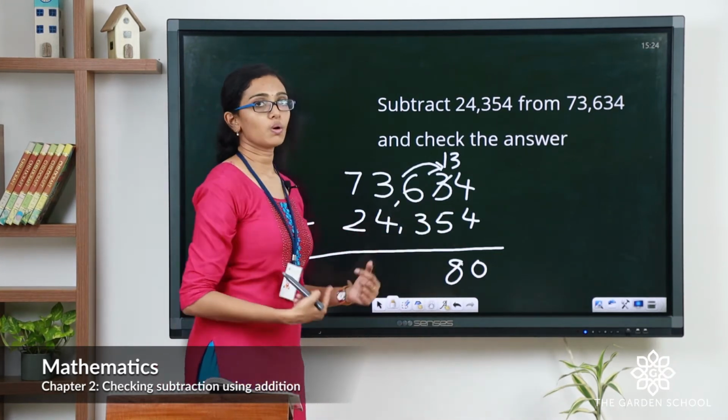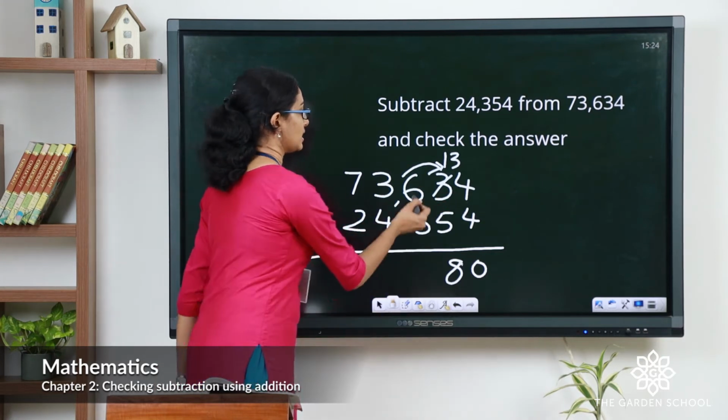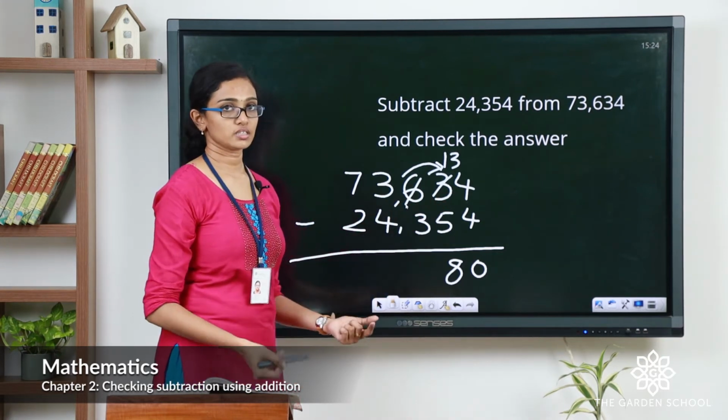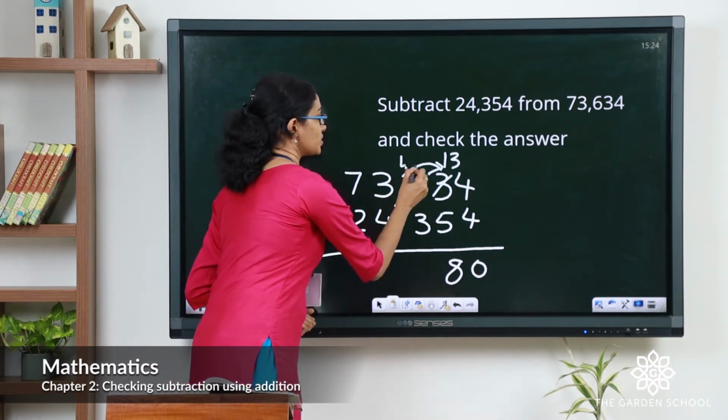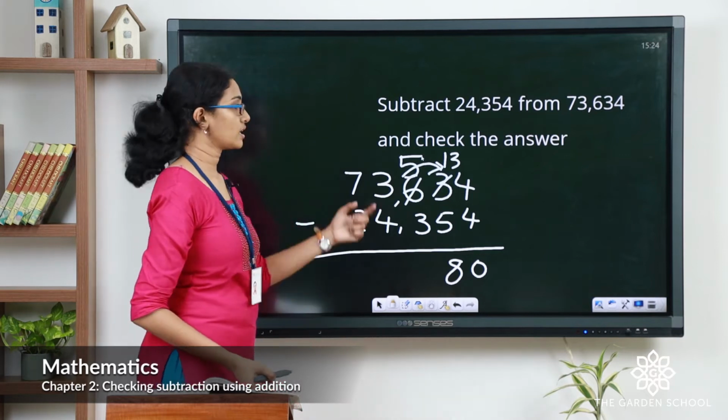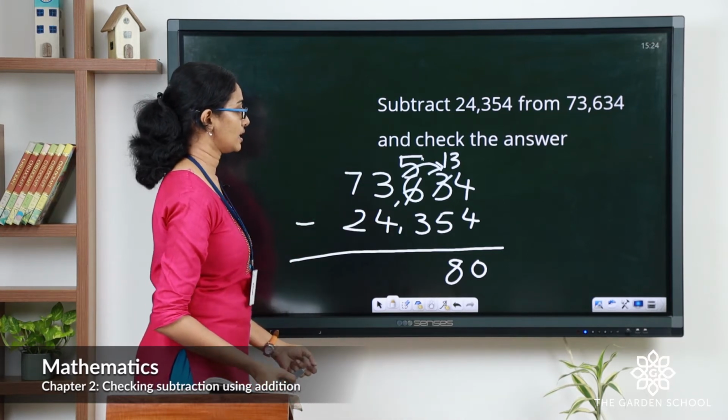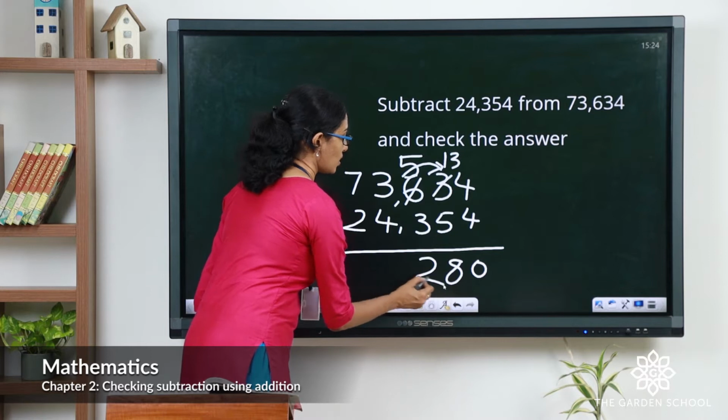Now, since we gave 100 to the tens place, this 6 hundreds is changed to 6 hundreds minus 100, which is equal to 5 hundreds. Now, 5 hundreds minus 3 hundreds give you 2 hundreds.